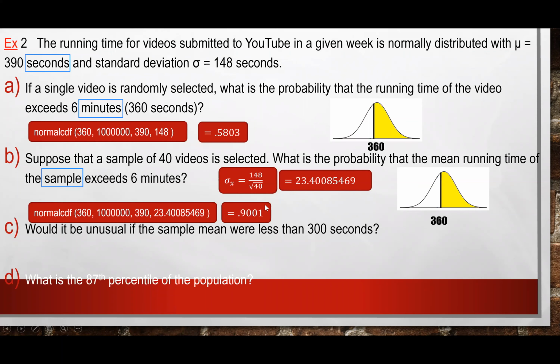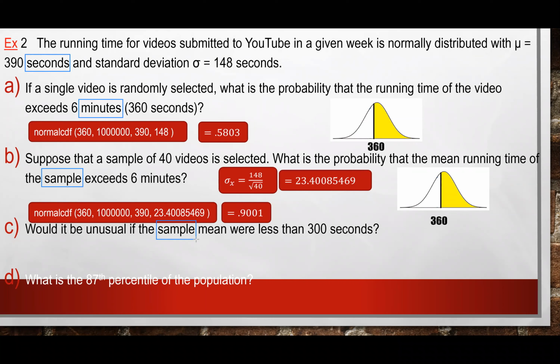So looking at this, your answer will be 0.9001, so roughly 90%. Based on just these 40 videos, 90% of the time the mean will exceed 6 minutes, okay? And similarly, they ask, would it be unusual if the sample mean were less than 300 seconds?